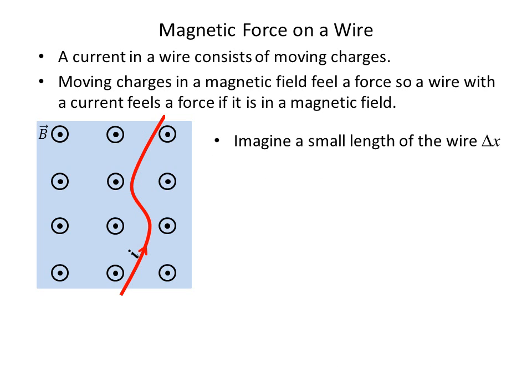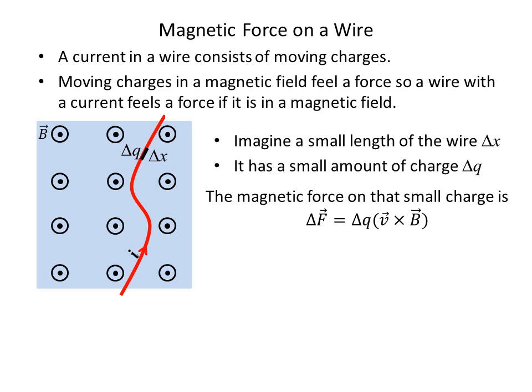Imagine a small length of the wire, delta x. It has a small amount of charge, delta q, in it at some point in time. The magnetic force on that small charge is then given by the magnetic force law for a moving charge. So delta F is equal to delta q times the velocity of that charge crossed into the B field.